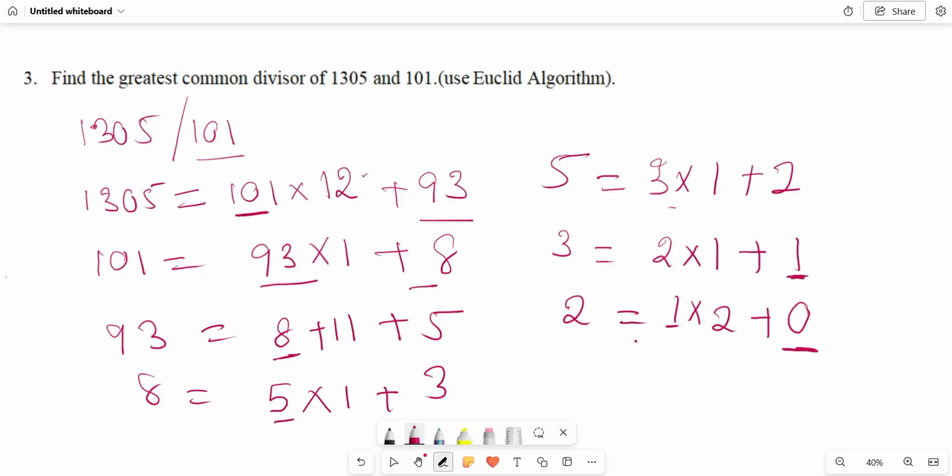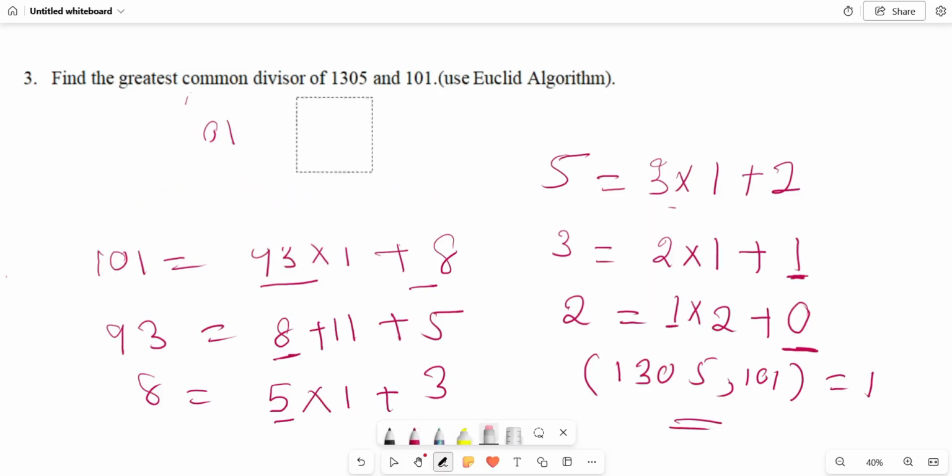So the greatest common divisor of 1305 and 101 is 1. What do you mean by this 1? 1 means there are no common divisors for 1305 and 101. Therefore the greatest common divisor is 1. Okay, right. So in order to understand this more, I will give another question.